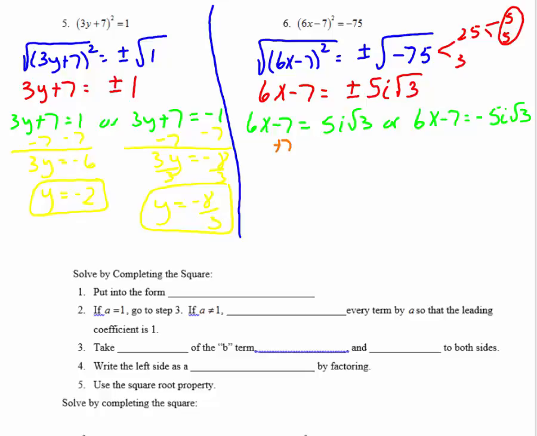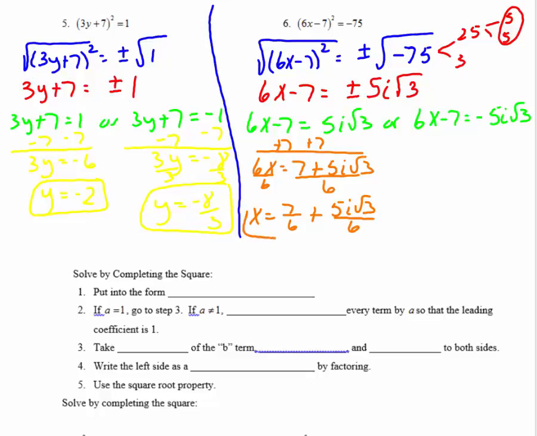So I'll add over the 7. Those are not like terms, so I'll need to leave that as 7 plus 5i square root of 3. To get x by itself, I'll divide by 6. Because these are complex numbers with an i, you do need to separate the real part from the imaginary part. So my final answer would be x equaling 7/6 plus 5i square root of 3 over 6. Make sure you separate it into the real part and the imaginary part.